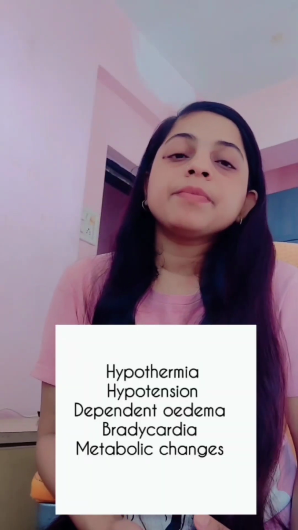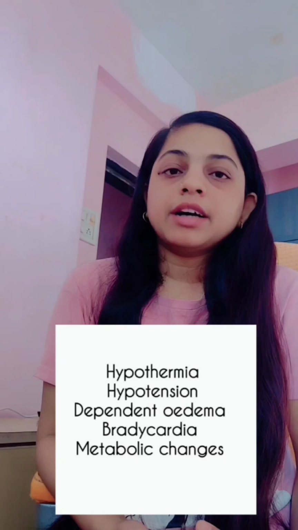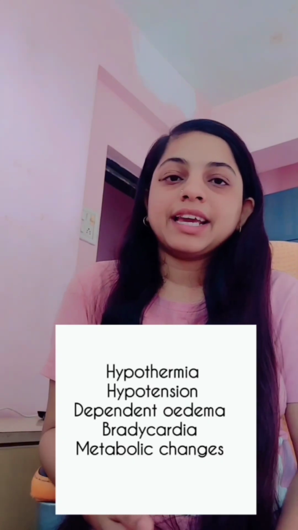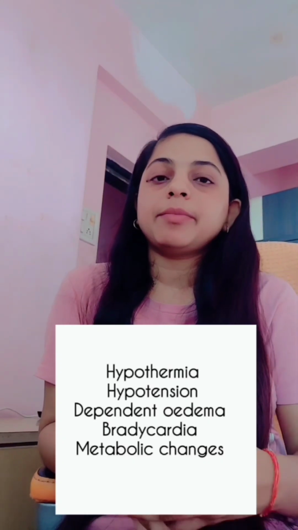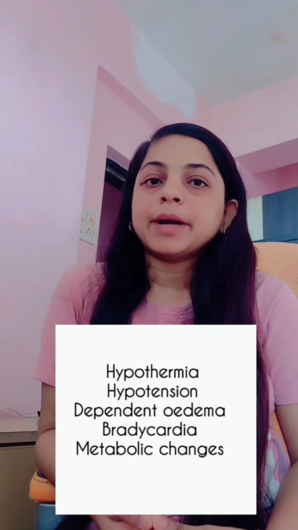Here, what does the patient do to lose weight? For losing weight, they usually follow strict dietary restrictions. Secondly, they increase their physical activity or use laxatives, purgatives or diuretics. Profound weakness leads to hypothermia, hypotension, edema, which is dependent edema, bradycardia and metabolic changes. There might be development of hypokalemic metabolic alkalosis due to excessive vomiting and use of diuretics and purgatives.